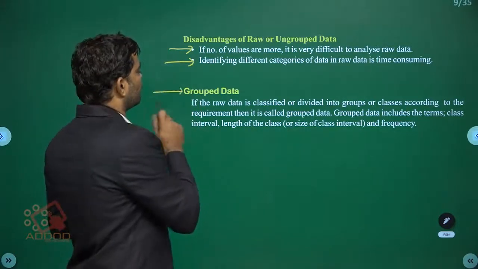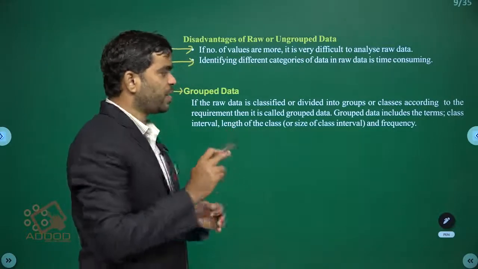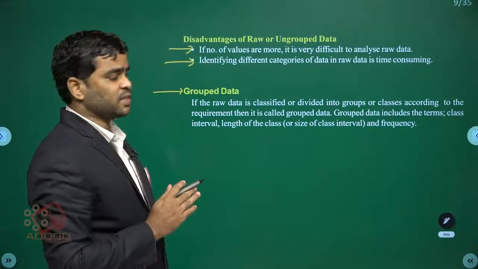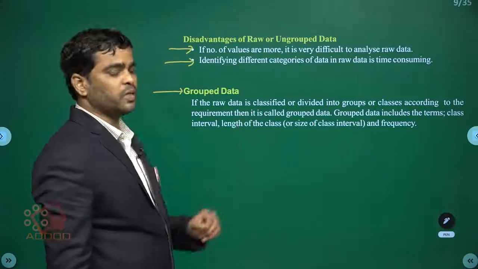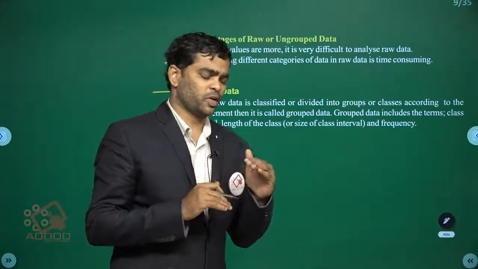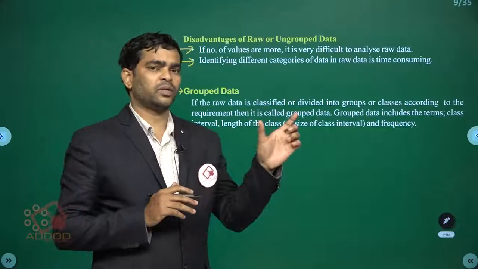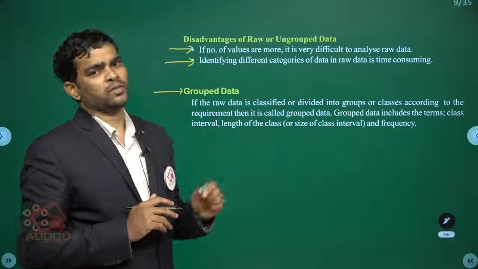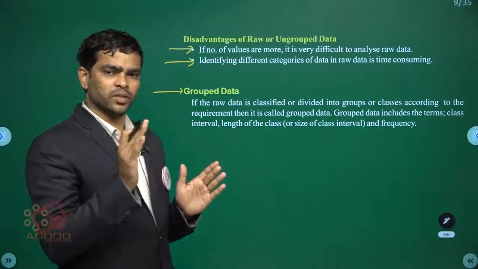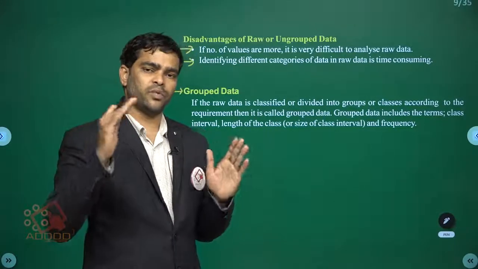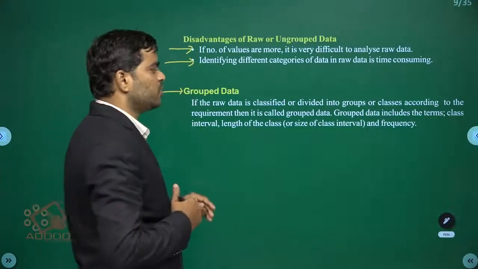Next, what is grouped data? If the raw data is classified or divided into groups or classes according to the requirement, then it is called grouped data. Now we spoke about that. Below 40 are failures. Okay, if we have to categorize, below 40 is failures. 50 to 60, yes, average student. 60 and above, yes, good. And 70 above, very good. Like that, if you categorize, that comes under grouped data.